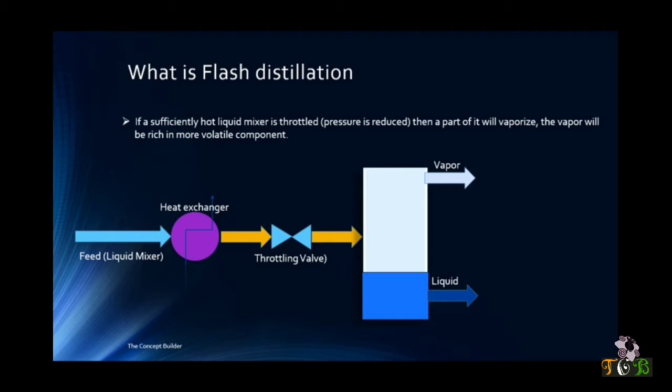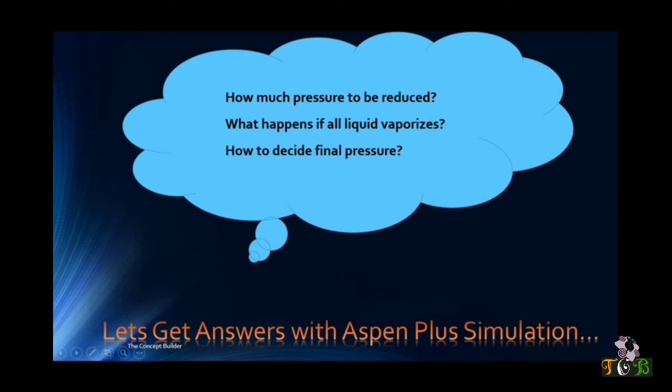And if you want the top product, the vapor, as a liquid also, then you can apply a total condenser which will condense all the vapor, and you will get your product. The important thing over here is the equilibrium. So you have to remember that in ideal flash distillation there should be equilibrium between the vapor and the liquid. That's easy guys. But here are some questions that may come into your mind: how much pressure to be reduced, what will happen if all the liquid vaporizes, and how to decide the final pressure.